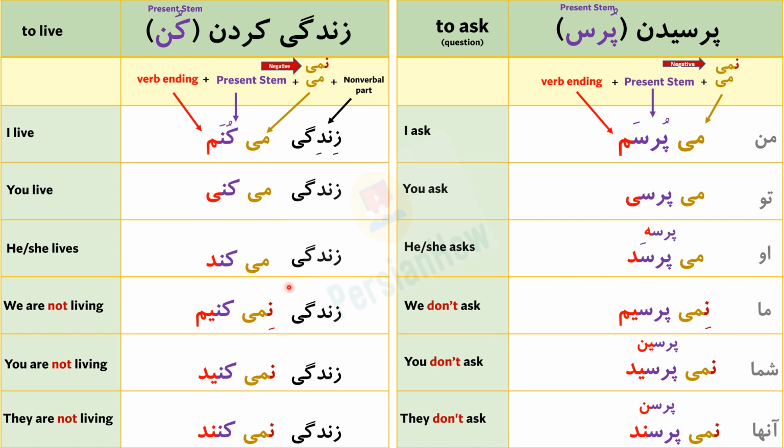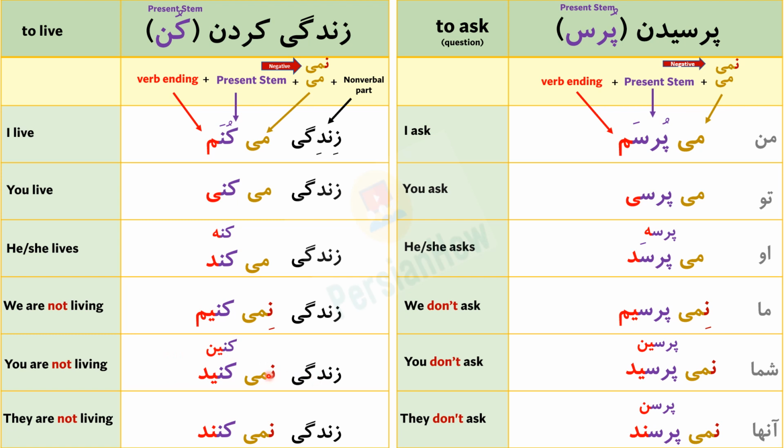Let's go to the left side. زندگی می کنم, زندگی می کنی, زندگی می کند. زندگی نمی کنیم, زندگی نمی کنید, زندگی نمی کنند. Now let's go over the informal, which is the same thing. So می کند. So کند part here changes to کنه. So زندگی می کنه. او زندگی می کنه.